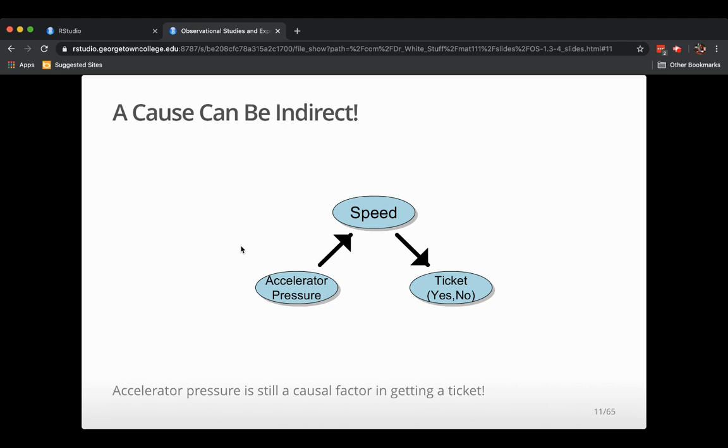You should also keep in mind that when we say one thing causes another, it doesn't have to be the direct cause. So like we say that speed causes tickets, but the pressure you put on the accelerator for your car causes your speed. And so there's a chain. Since accelerator pressure causes speed and speed causes ticket, then accelerator pressure causes ticket. So accelerator pressure is still a causal factor in getting a ticket, even though it's not the most direct cause of getting a ticket.